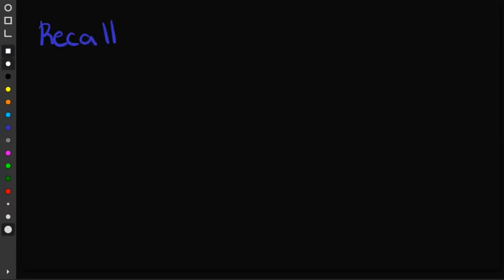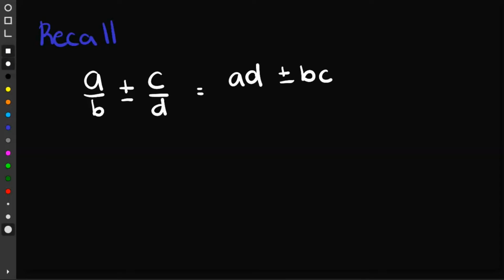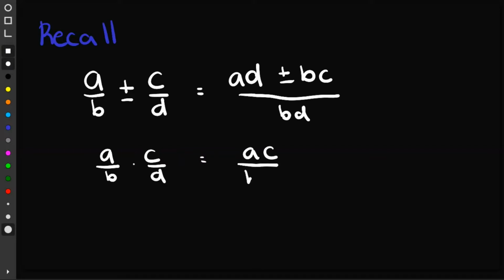that first, in addition and subtraction, we have this formula: a over b plus or minus c over d would give us ad plus or minus bc all over bd. This is also called the butterfly method. For multiplication, we have a over b times c over d would give us ac over bd.